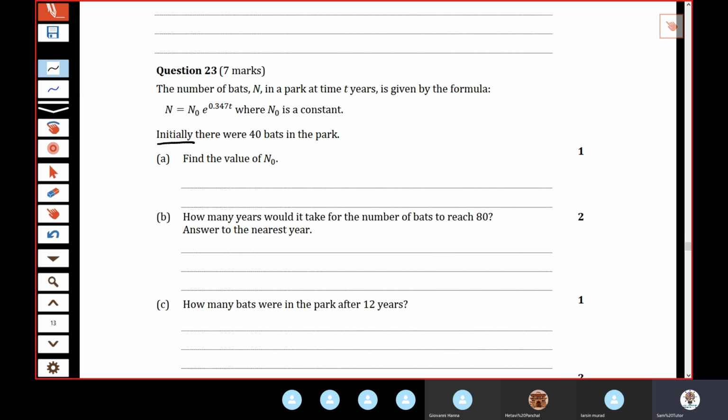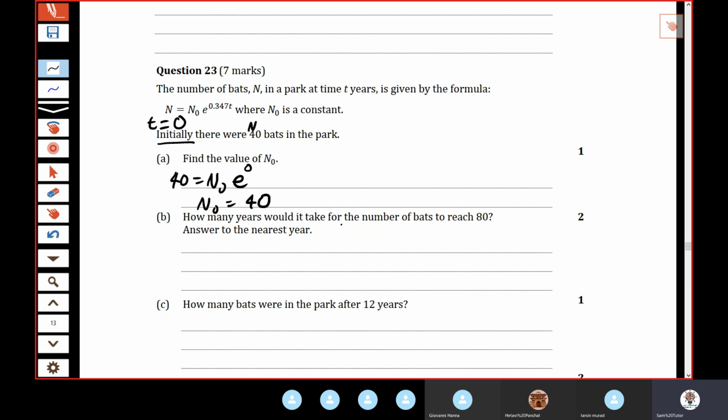What does initially mean? Time equals what? Like start. Yep, so time equals what? 0. Good job. That's what it always means. You got to memorize that. You're going to see that a lot next term. So initially, time equals 0. So therefore, if time is 0, it's saying there were 40 bats. That means n is 40, so 40 equals n naught e to the power of 0, because anything times 0 is 0. E to the 0 is 1. Therefore, how easy for 1 mark.